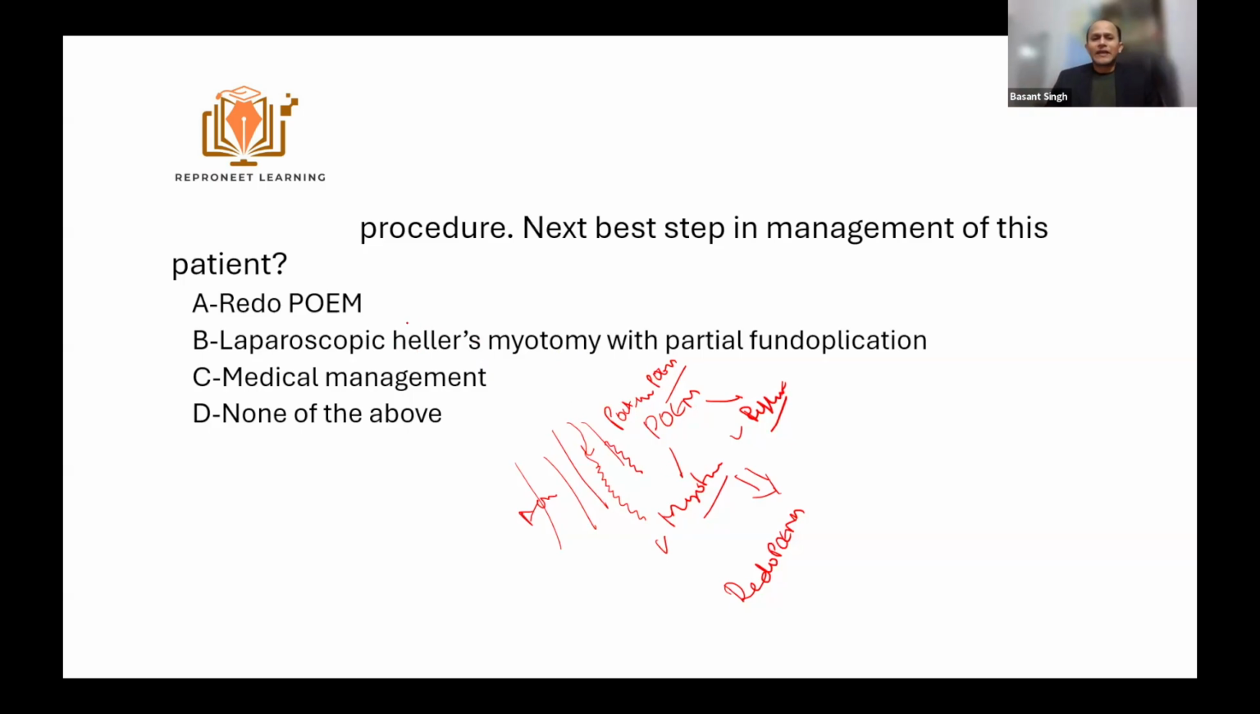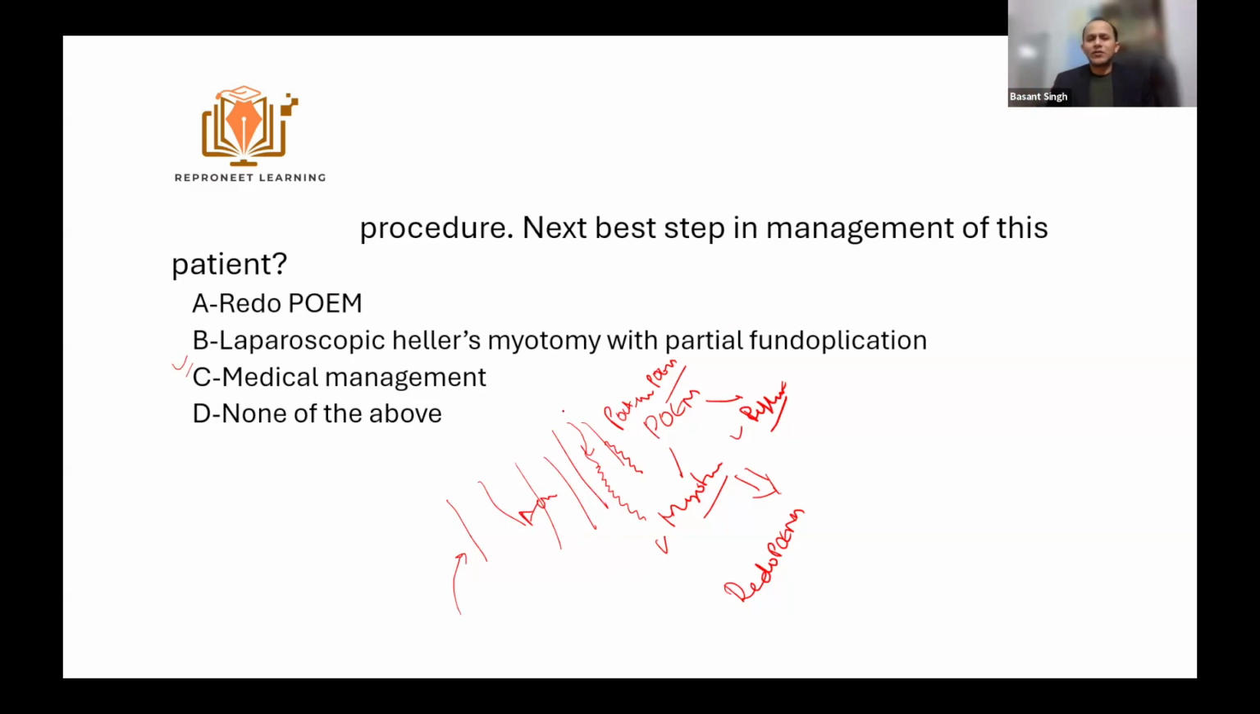Second is laparoscopic Heller's myotomy. The advantage of this Heller's myotomy is that you are going through an entirely normal plane. Now you go from outside in, not from inside out. Initially it was from inside out, now we go from outside in, so you have a plane to work with. So that may be a good option. And then you are adding a fundoplication as well, so you take care of the reflux also. So that may be a good option for that patient.